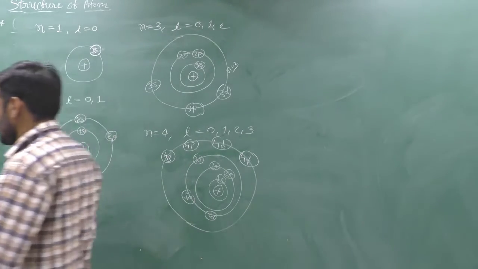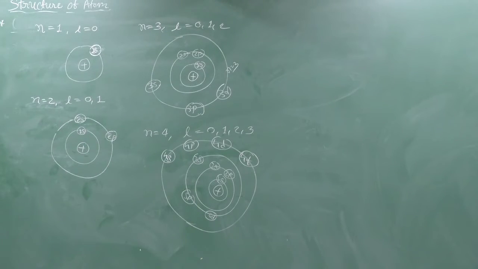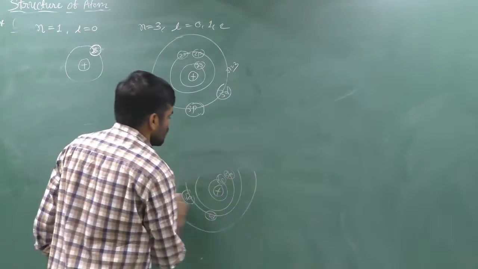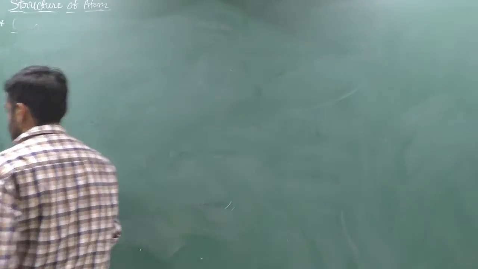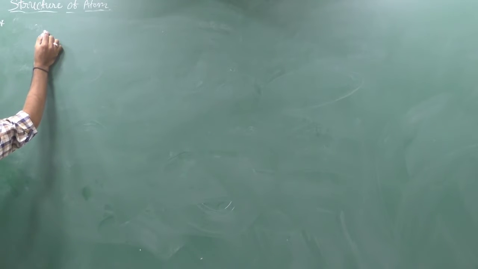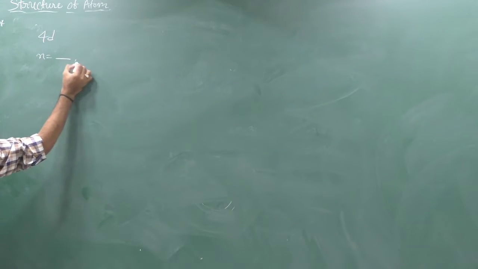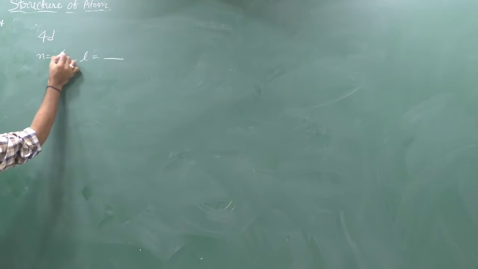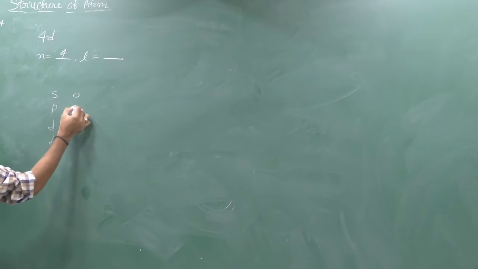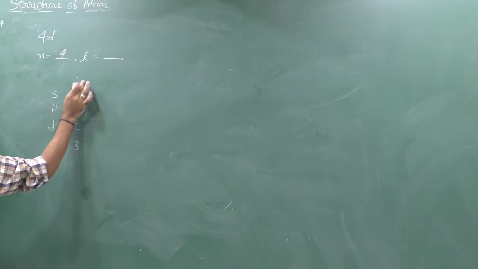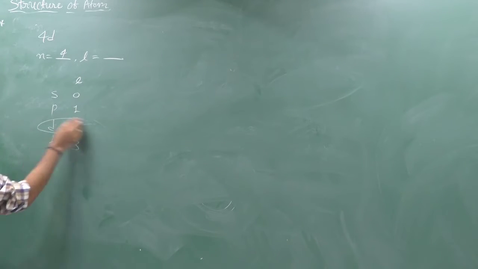Now, if someone gives us a quantum number, you should now know for which orbital or subshell the quantum numbers are. If anyone says, write the principal and azimuthal quantum number for 4d. Suppose someone asks us to write the principal quantum number and azimuthal quantum number for 4d, then n is going to be 4. S, P, D, F are 0, 1, 2, 3. It is the value of L. What is it? D? 2.